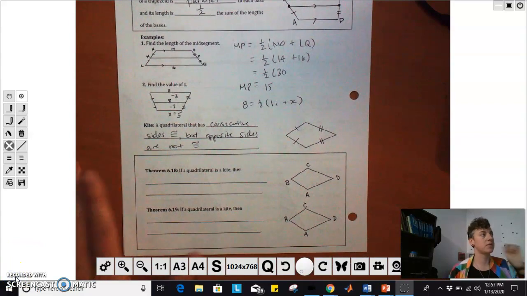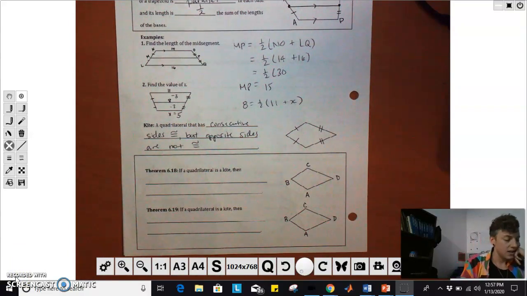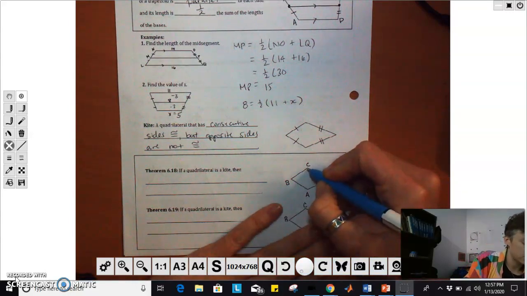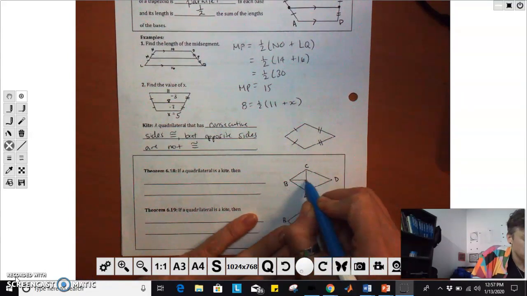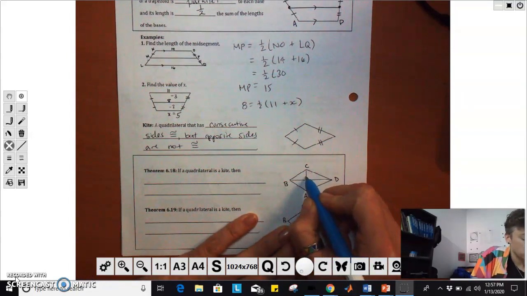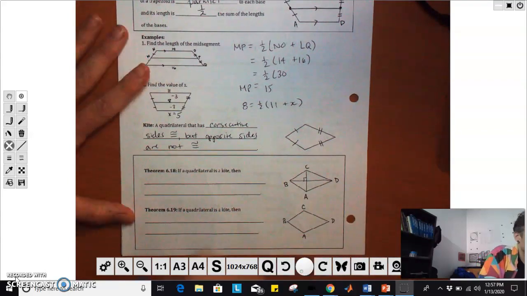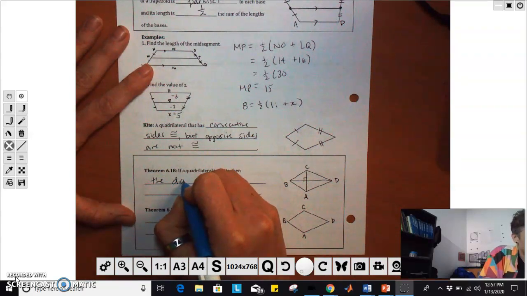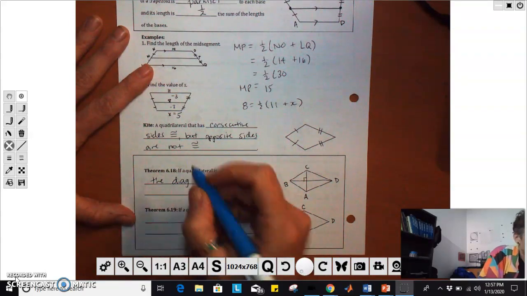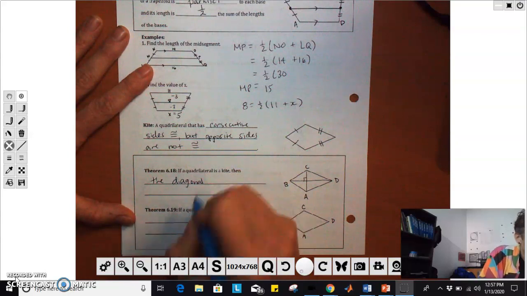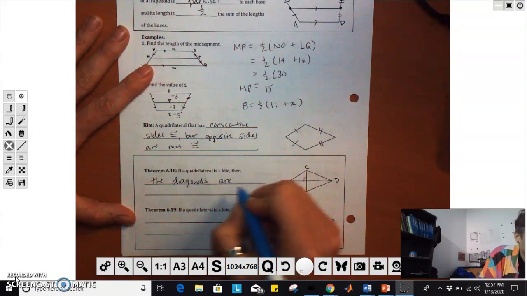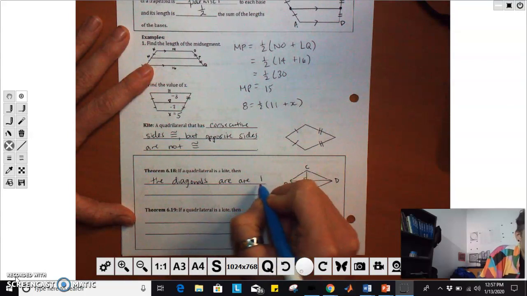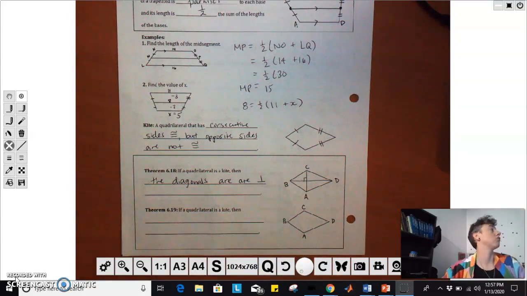Okay, a couple of theorems about kites. If a quadrilateral is a kite, then its diagonals are perpendicular. The diagonals are perpendicular. Who else had perpendicular diagonals? A rhombus had diagonal perpendiculars. So who else has what diagonal perpendiculars? Yeah, a square. Rectangles are not. Rectangles' diagonals are congruent, though. Very good.